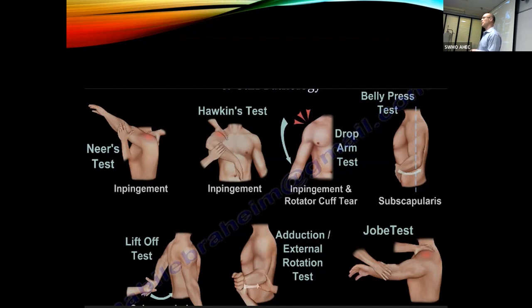But you should be able to know if they have a tear based on your exam, not an MRI. Because if it's torn, it's going to be weak. You're going to have a positive drop arm test. You're going to have weakness to abduction or weakness to internal rotation or weakness to external rotation. So you should know before you even order an MRI. The MRI is only for the insurance company, so they'll pay for the treatment, really. Okay.